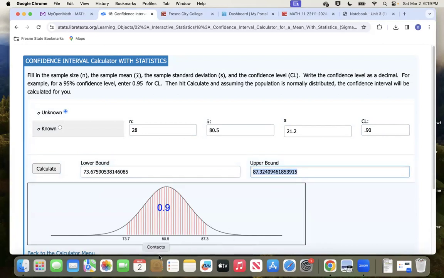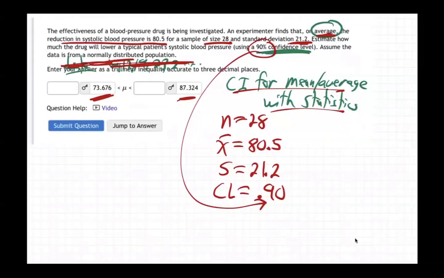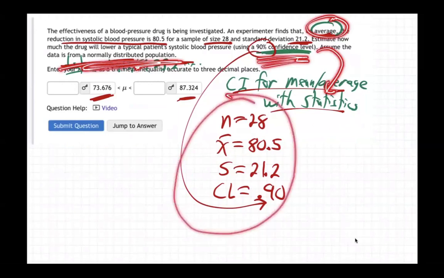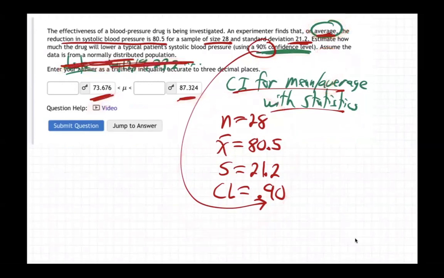And so going back to the main screen. So again, that's confidence interval with statistics. Coming back to the problem, we see, there it is. So again, it's because they talked about a confidence interval. They mentioned average. They never said proportion. And there was not a list of data. There was not a list of numbers. So it's confidence interval for a mean with statistics. Put in that information, and there are our two answers. And there we go.